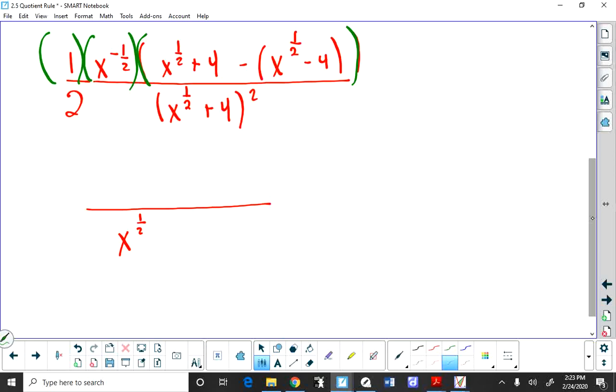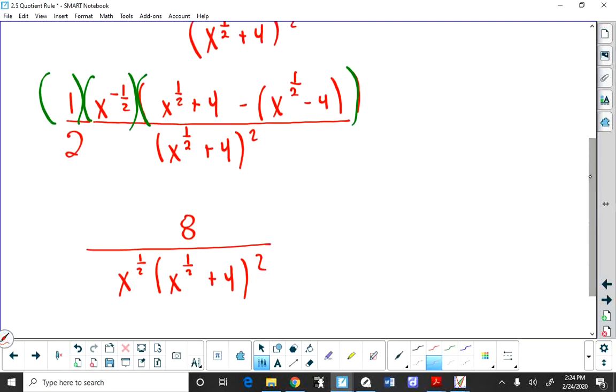The other thing I want to, of course, include is the x to the half plus 4, quantity squared. And then I want to put on the top 8. And I'm getting 8 because I'm saying x to the half minus x to the half is 0. And then what I have is 4 minus negative 4. Well, 4 minus negative 4 is 8. And my 2, which for some reason I didn't write.